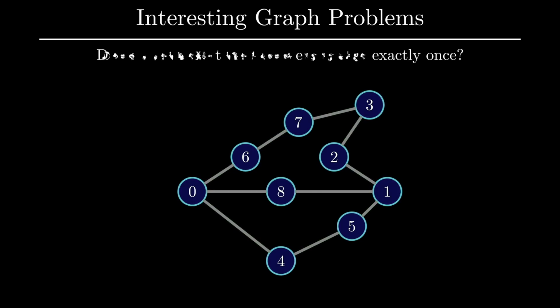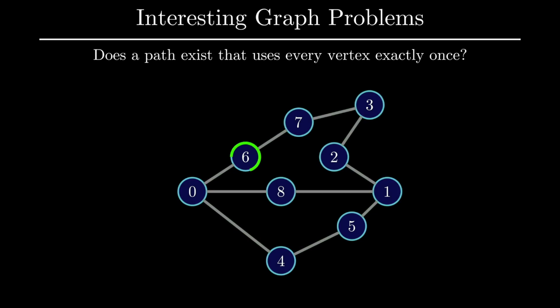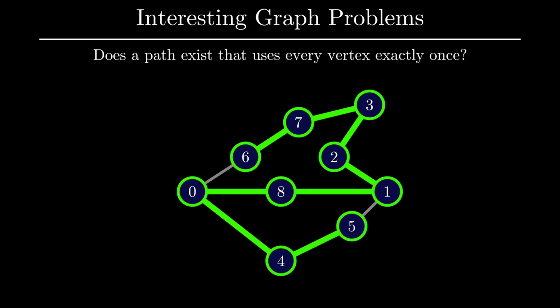A similar question that you may ask is, what about the existence of a path that uses every vertex exactly once? Such a path also exists in this graph, but I think what you'll find more surprising is that there exist no efficient algorithms to solve this problem. What I mean by that is that all algorithms that we have so far run in exponential time for this problem, which is incredibly slow for large enough graphs.